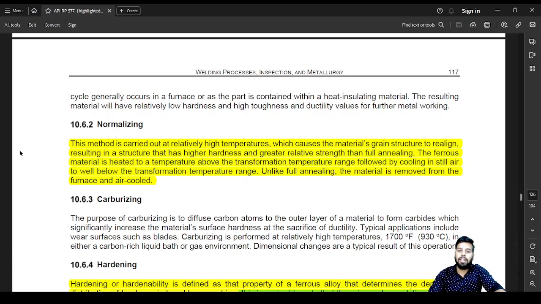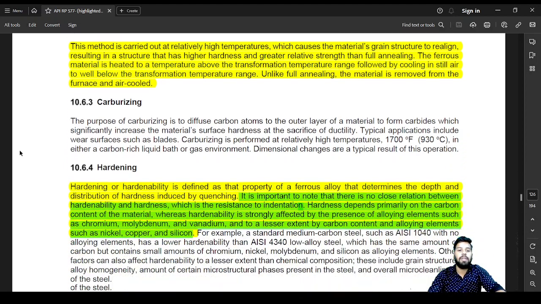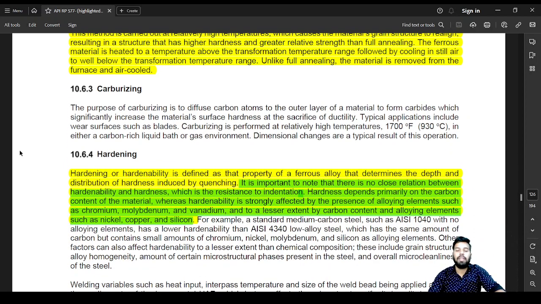This method is carried out at relatively high temperature, which causes the material grain structure to realign, resulting in a structure that has higher hardness and relatively higher strength than full annealing. The ferrous material is heated to a temperature above the transformation temperature range, followed by cooling in still air to below the transformation temperature range. Unlike full annealing, the material is removed from the furnace and air cooled. In annealing, the material is cooled in a furnace. In normalizing, it is cooled in still air.